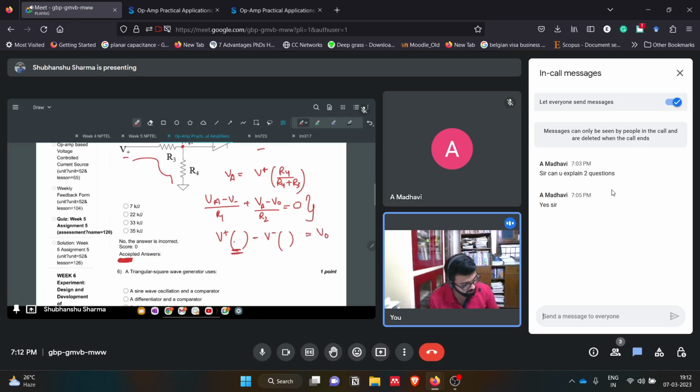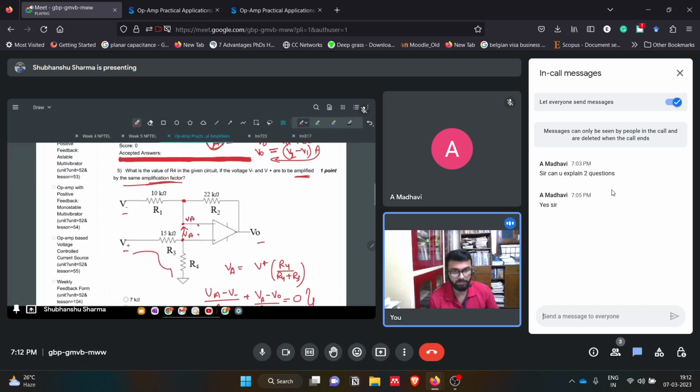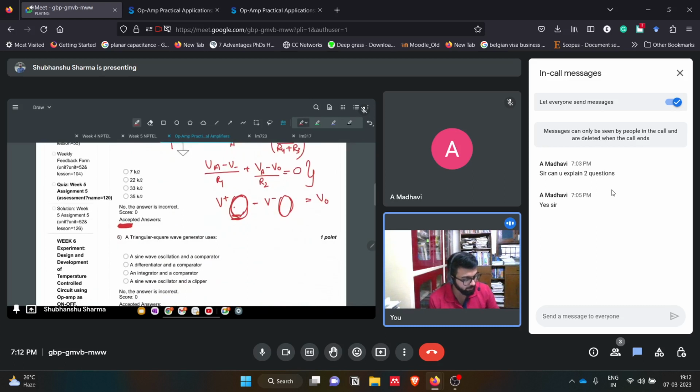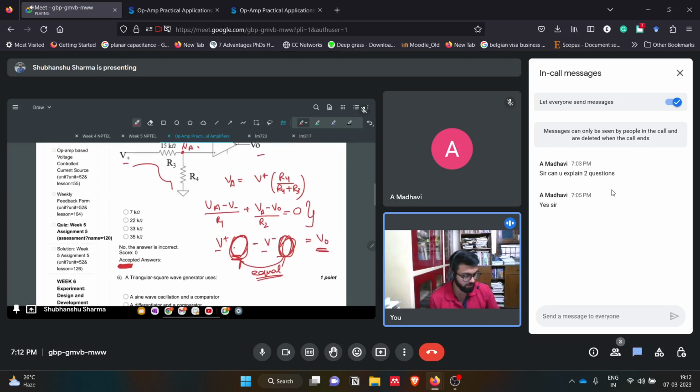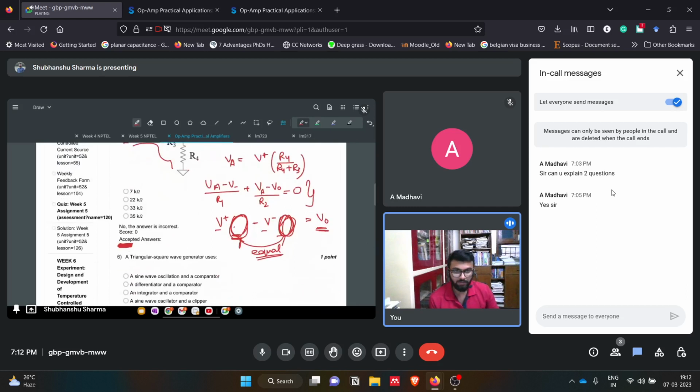Whatever the coefficients will be, the question is saying the amplification factor should be the same. That means the coefficients of V plus and V minus in the final equation are the amplification factors, that is, how they are being amplified to get this output voltage. So these should be made equal. That's how you will achieve the answer for this question. Based on that, you will get the resistance values. This is easy. Okay, fifth part.